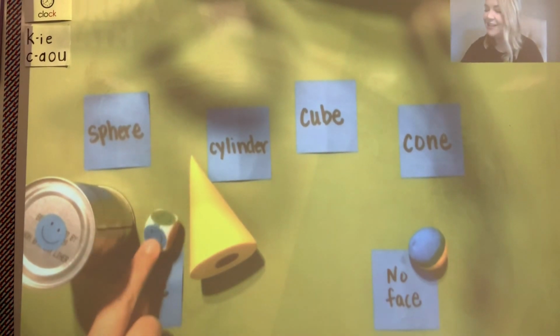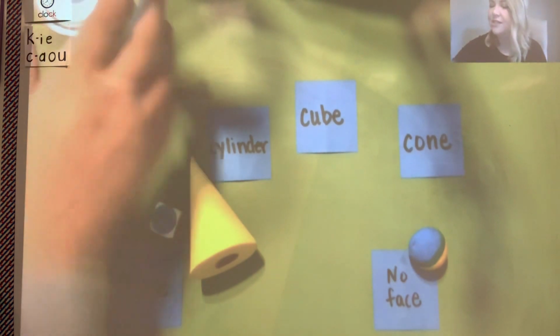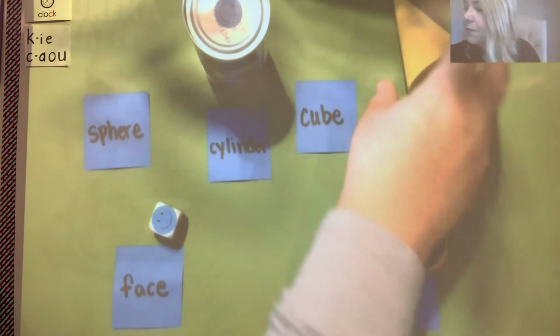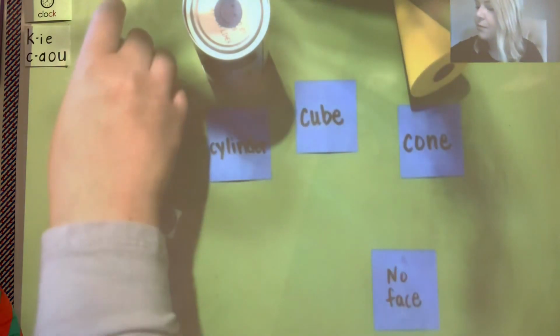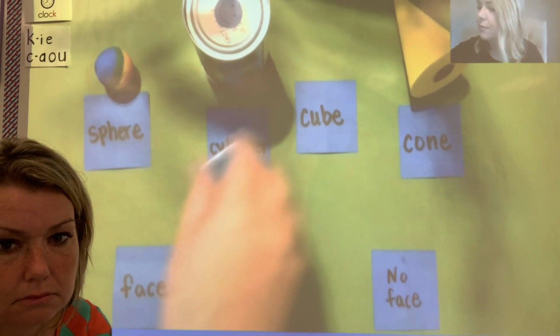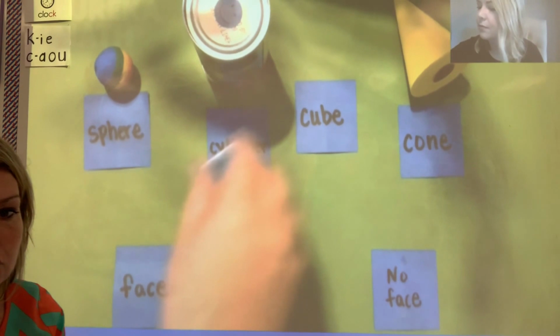Now go ahead and move all of your solid shapes back up to the top. Miss Kate, what are we using the paper and crayons for? She's going to come and tell you.